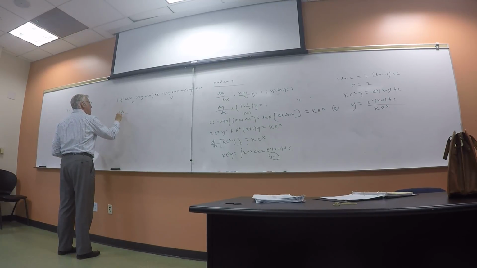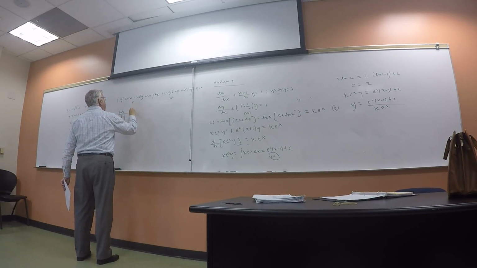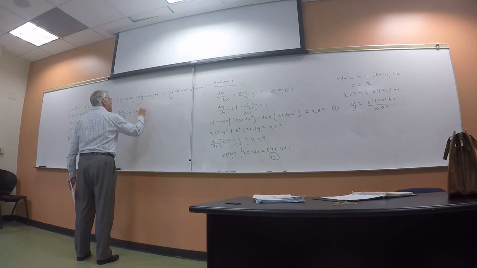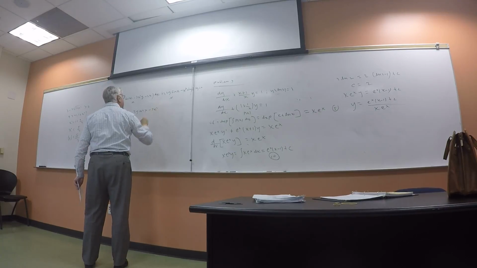You take the partial of M with respect to y. What are you going to get? You're going to get 2y cosine of x, and differentiating this with respect to y, minus 3x squared.